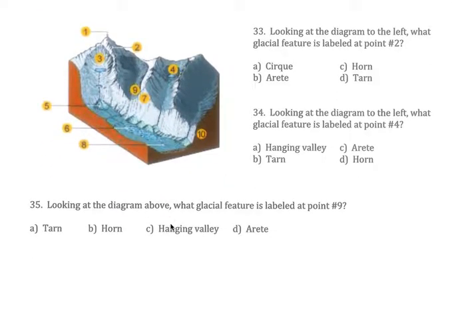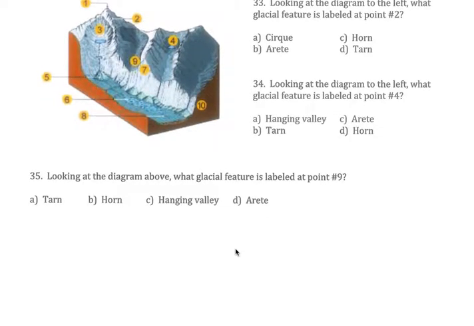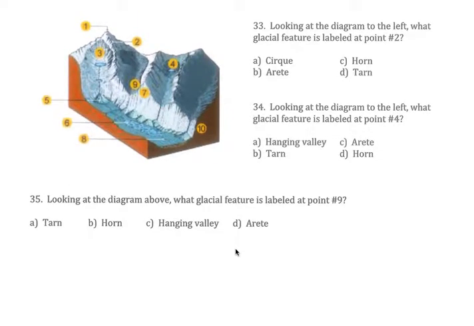33. Looking at the diagram to the left, what glacial feature is labeled at point 2? So it's this thing right here. Is that A, a cirque, B, an erratic, C, a horn, or D, a tarn? 34. Looking at the diagram to the left, what glacial feature is labeled at point 4? Right there. Is that A, a hanging valley, B, a tarn, C, an erratic, or D, a horn?